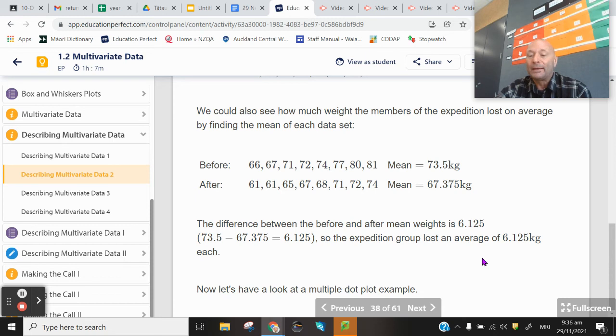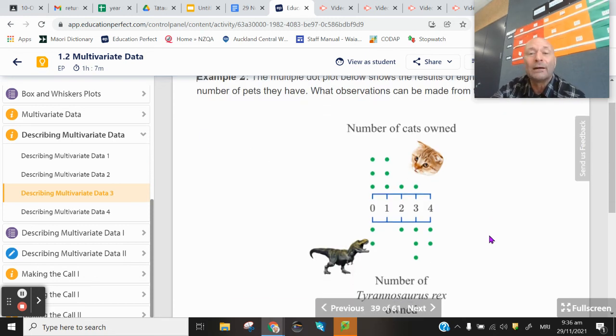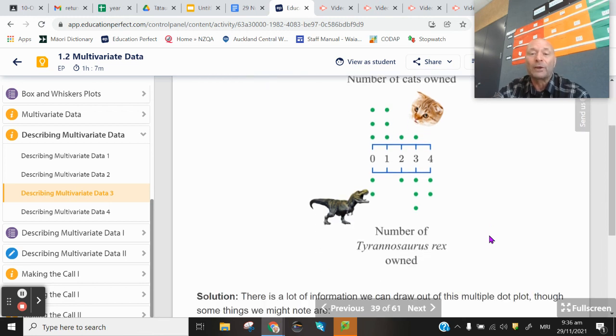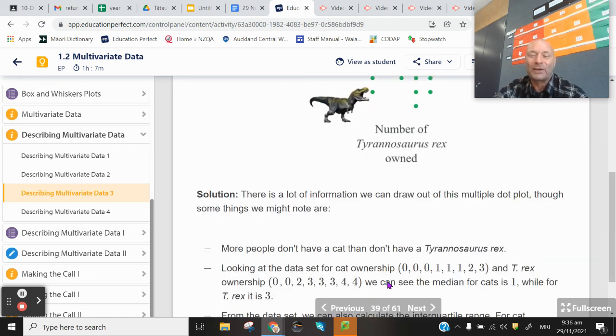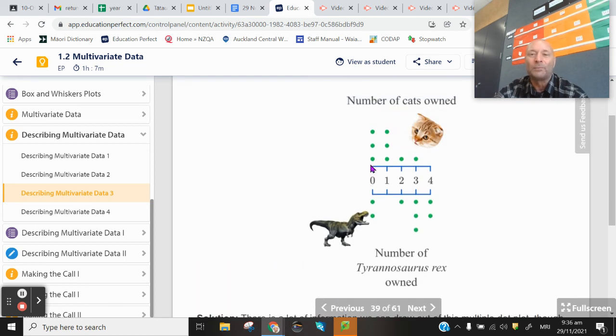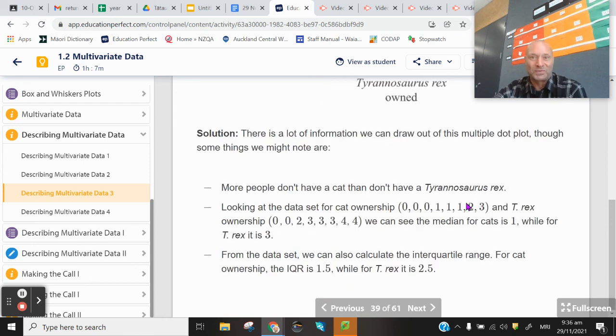Now let's have a look at multiple dot plots. Number of cats owned. What kind of observations can we make here? Well, we can see by counting, more people don't have a cat than don't have a Tyrannosaurus Rex. We can see 0 people had number of cats owned. 3 people owned 0 cats. 3 people owned 1 cat. 1 person, 2 cats. 1 person, 3. And we've also claimed that some people actually owned a Tyrannosaurus Rex.